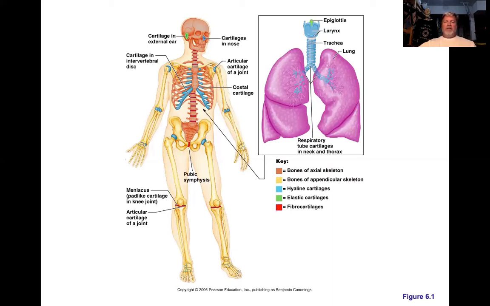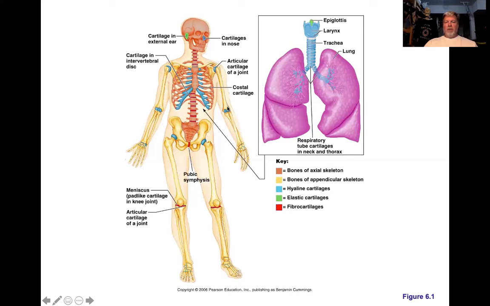This is chapter 6. We're looking at bone tissue. This first figure is from figure 6.1. This is just showing you where you find the different types of bones. We'll go over those here in just a minute, and the cartilages. So the top brown there is the bones of the axial skeleton. And then we've got bones of the appendicular skeleton.